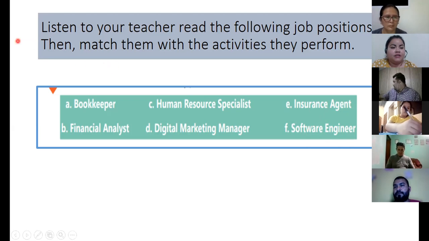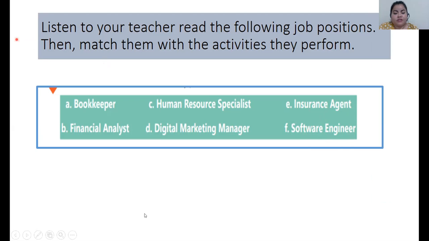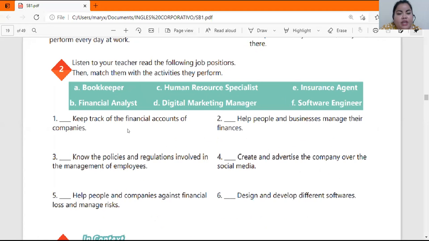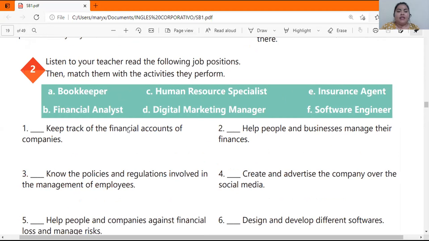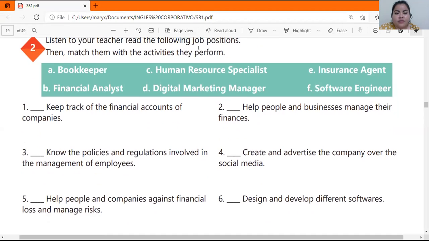Now, we have this vocabulary on page 18, en la página 18, right? We have the vocabulary and we're going to do exercise two. In exercise number two, we have the vocabulary and the definitions, okay? So you are going to read the definitions and try to match the definitions with the words. So what is a bookkeeper? What is a financial analyst? These are the definitions. Estas son las definiciones de cada una de estas palabras.